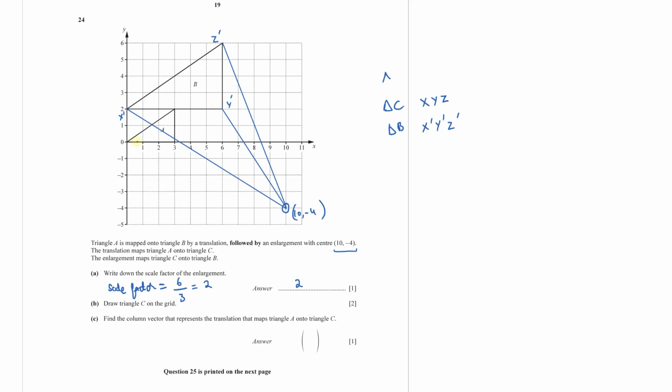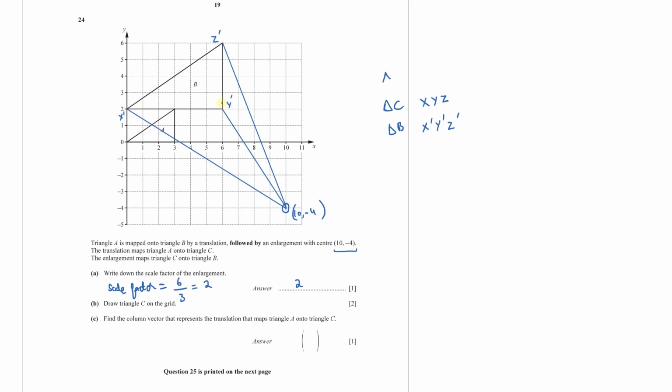Now we know that triangle C has the same dimensions as triangle A. So if this length is 3 and the corresponding length X prime Y prime is 6, then the corresponding length between X and Y for triangle C will be 3 as well. When is the distance 3 between these two lines? That will be the two points X and Y. Because I translate triangle A onto C, the lengths of the sides will be the same.